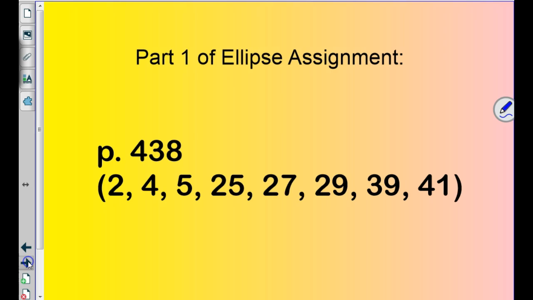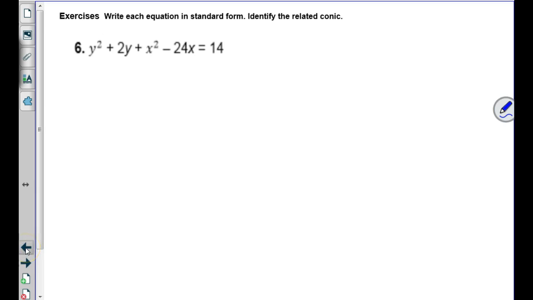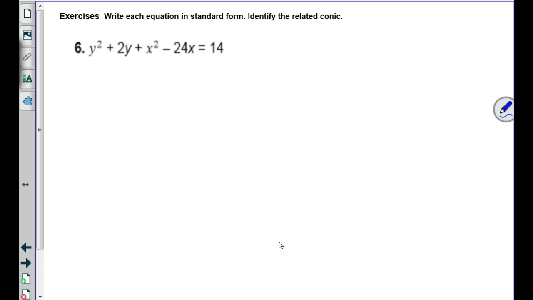You have 5, 6, 7. You have a number 8? I'm thinking I must have left 8 for tomorrow for a warm-up. Okay. But I don't think we need to do 2 of these, do we? Do you want to do 6 or 7? Okay. Oh, no, we might need to do both.